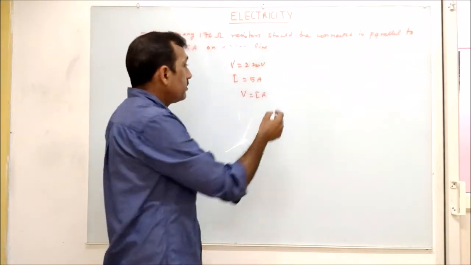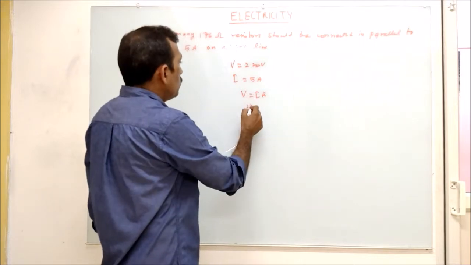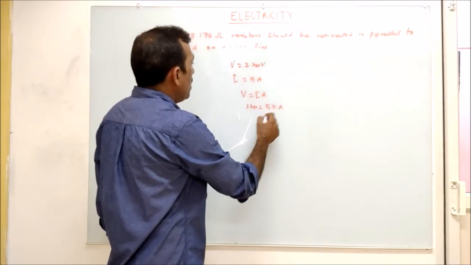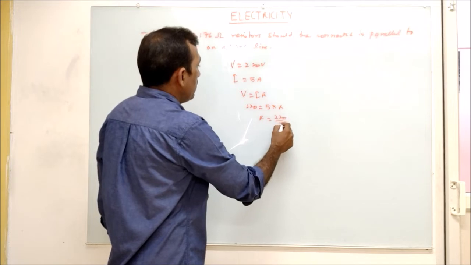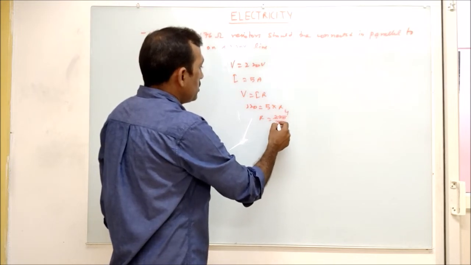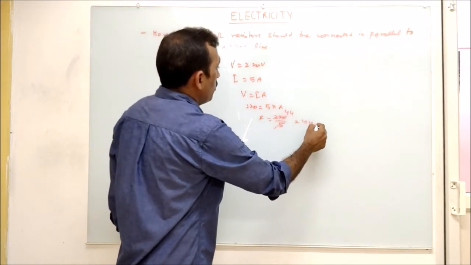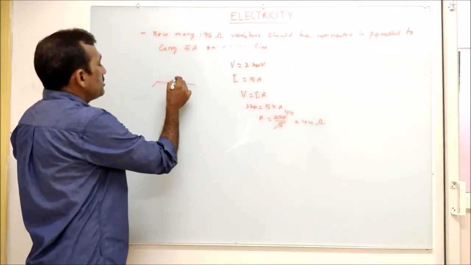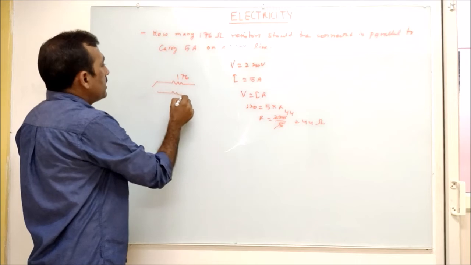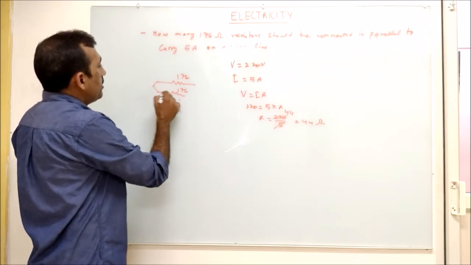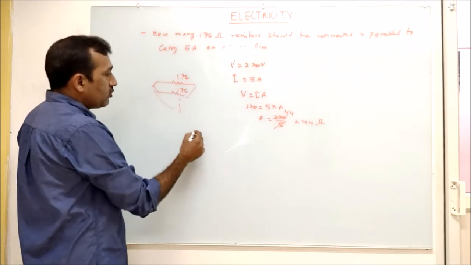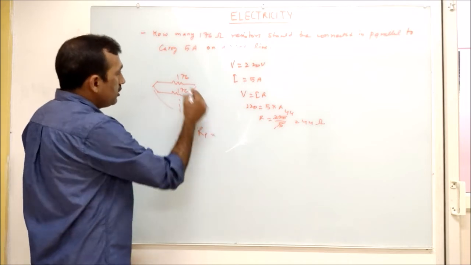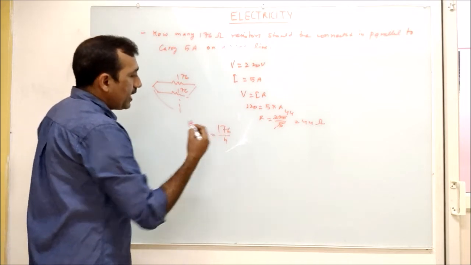What is this? This is Ohm's law. So 220 equal to 5 into R. R is 220 divided by 5. 5 4s are 20 and 5 4s are 20, so 44 ohm, right? If you remember, I said that if the same value is connected in parallel, n number of times, then the total resistance Rp equal to 176 divided by n.